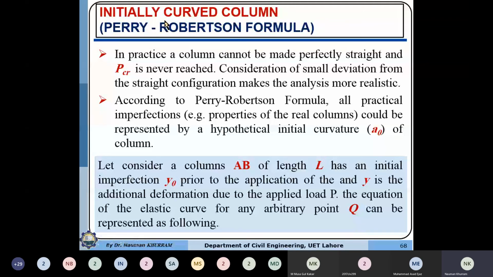So we are going to derive the expression for an initially curved column. In practice, a column cannot be made perfectly straight and the critical load is never reached. So it means that the failure load will always be less than P critical. Consideration of small deviation from the straight configuration makes the analysis more realistic. So it means that all types of columns have certain out of plane imperfection.